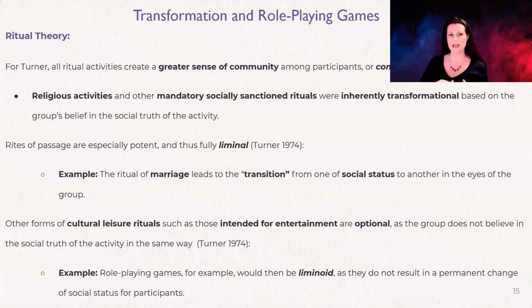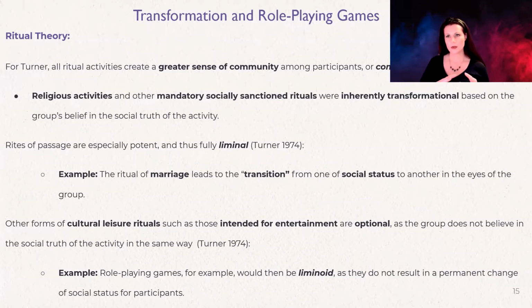So similarly, if somebody is involved in the ritual of marriage, this will lead to what Turner calls a transition state from one social status to the other. We're going to call that transformational because it's something that the society recognizes outside of just the ritual.